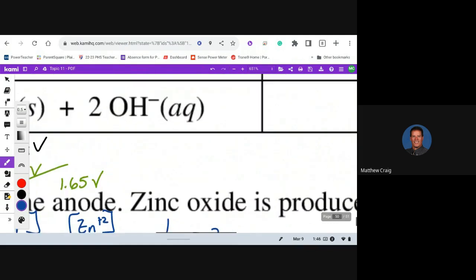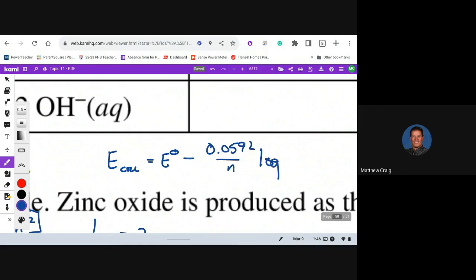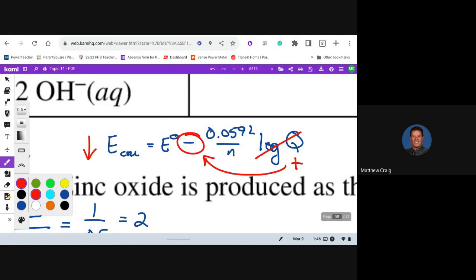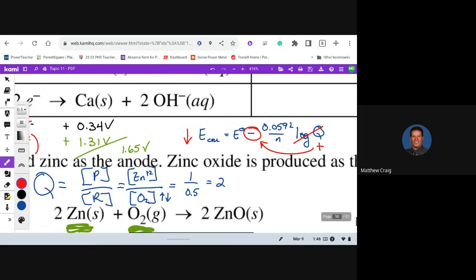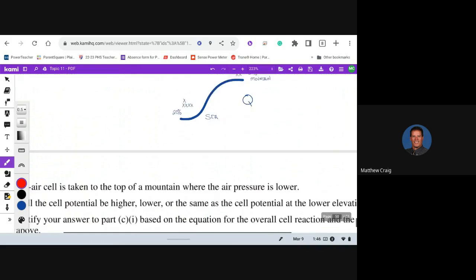Positive. So when you plug it into Nernst, which we love so much, you've got to love Nernst. So, not up there, sorry, my bad. 0.0592 log of Q. So this becomes more positive, which makes this more negative. So the voltage goes down. So it decreases as you climb the mountain, because we have less oxygen available because of our Q equation. So when you see a question like that, think of Q. Okay.